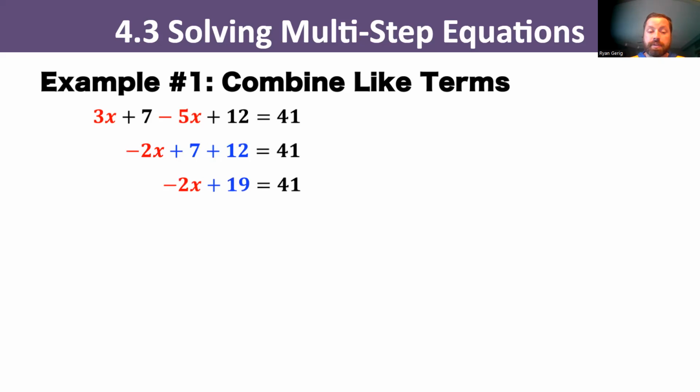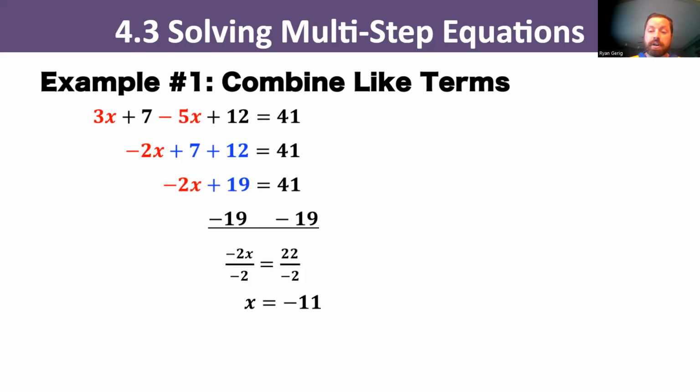I can now go back to what we learned in the last lesson, and we can move the 19 to the other side by doing the inverse operation. So subtract 19 from both sides. That leaves me with negative 2x equals 22. And now I have to undo that multiplication of negative 2 by dividing by negative 2 on both sides, and I get x equals negative 11.